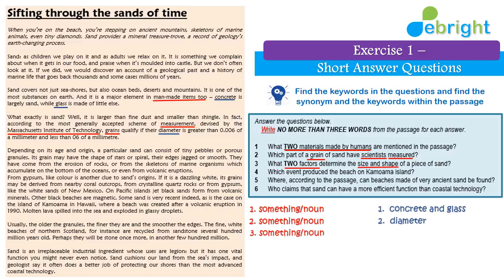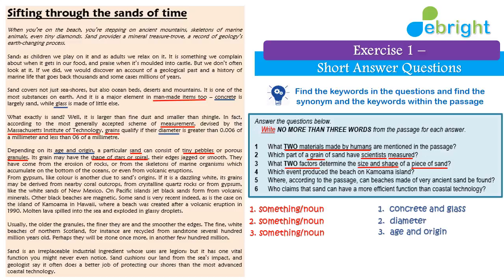Determine the size and shape, that's the second keywords. You've got tiny pebbles or porous granules, those are similar with size. And then shape, you've got the word shape over there, shape of stars or spiral. And piece of sand, you've got sand over there in the 4th paragraph. Let's find the answers. The correct answer, age and origin. So number 3 is age and origin.